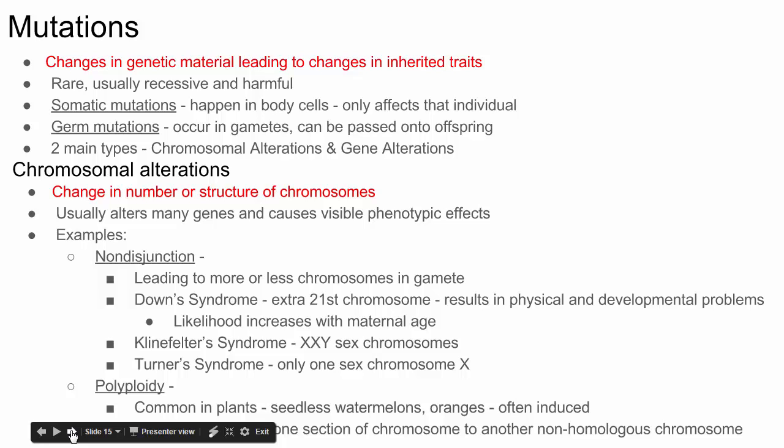And obviously, when a whole chunk of a chromosome gets altered, that affects many, many genes, because the chromosome carries many genes. And so, causes significant effects. Some examples. Non-disjunction.